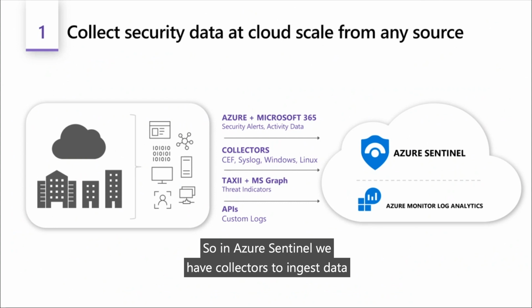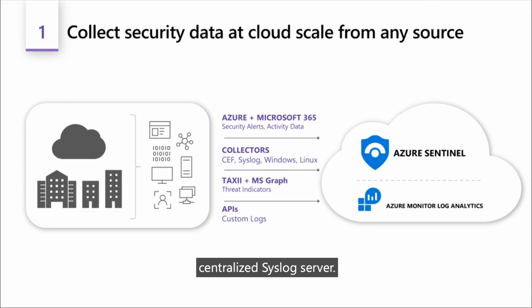So with Azure Sentinel, we have collectors to ingest data from any source, be it on-prem or in the cloud, first party or third party. And of course, we do take in Azure and M365 data. In addition, there are collectors that can ingest things like syslog and CEF. So this could be from the endpoint itself or a centralized syslog server.